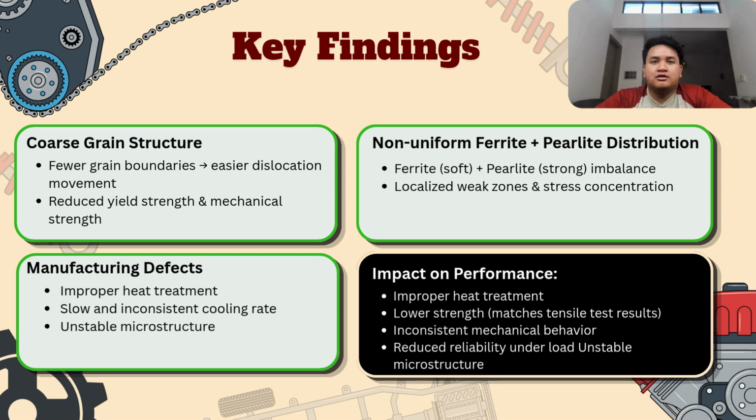Under the microscope, we saw coarse grains. This means the grains are too big. Large grains have fewer boundaries to stop the material from deforming, making it weak. We also found inclusions, or tiny defects, that act like a magnet for stress, causing the steel to crack and fail early. This whole mess comes down to improper heat treatment and inconsistent cooling during manufacturing.